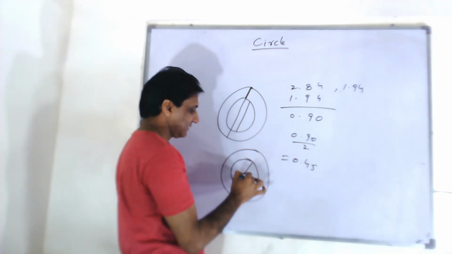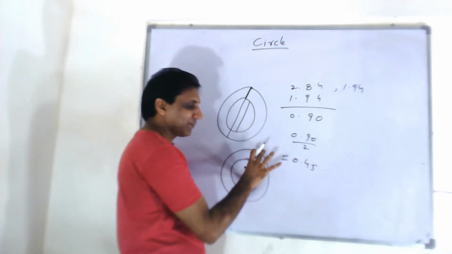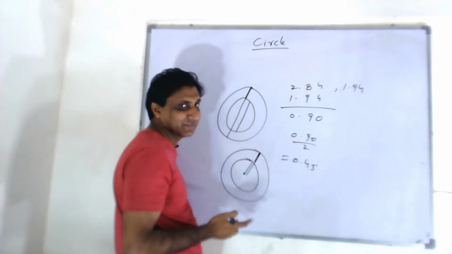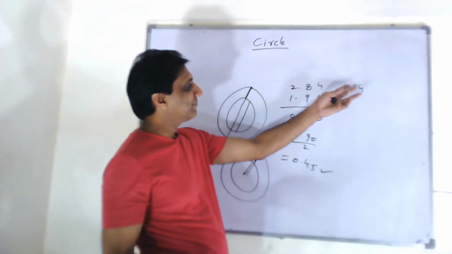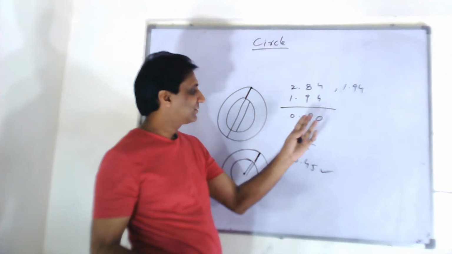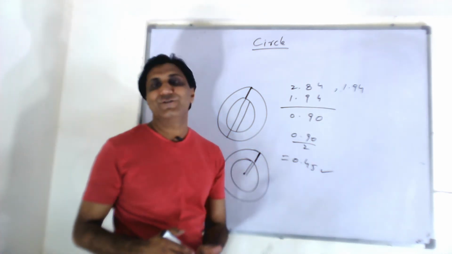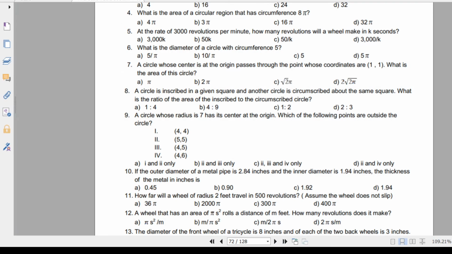This is the inner radius, this is the outer radius. Subtract the inner radius from the outer, and you will get this thickness. Either way you will get 0.45. Either you divide them first and subtract, or you subtract them first and divide by 2. So the answer to question number 10 is 0.45. That is A.